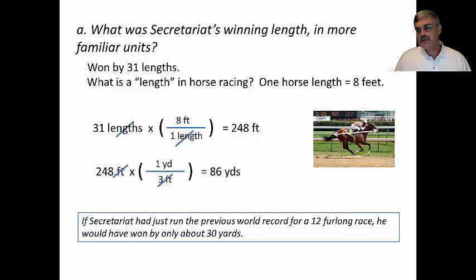Now, you might think that Secretariat won this race by such a distance because the other horses were slouches. Actually, if Secretariat had just run the previous world record rate for a 12 furlong race, he would have won only by 30 yards. He won the race by 86 yards. So this is one of the most outstanding achievements in sports of all time.